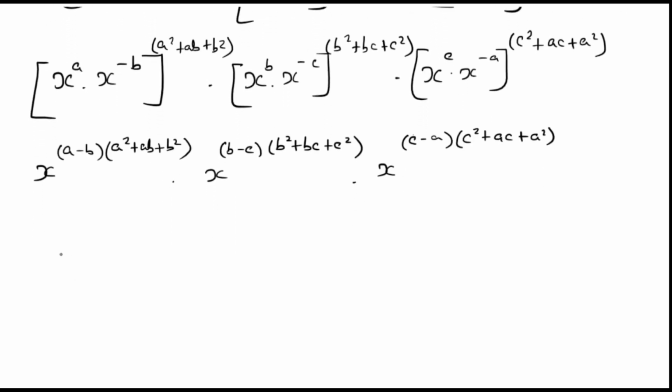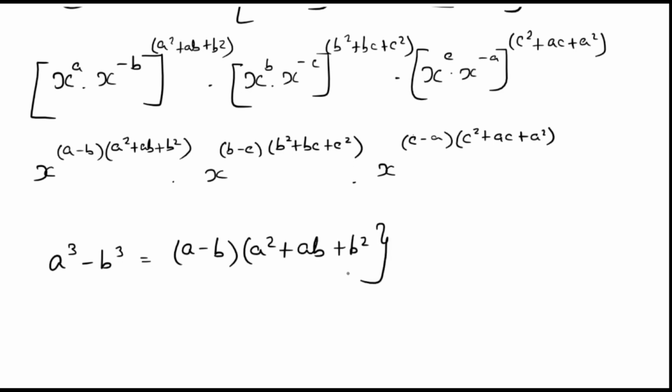Now, we know the formula for a cube minus b cube, which is equal to (a minus b) into (a square plus ab plus b square). Using this formula, apply this formula to the powers. Since all the powers are in the same form, we'll get x to the power (a cube minus b cube) into x to the power (b cube minus c cube) into x to the power (c cube minus a cube).